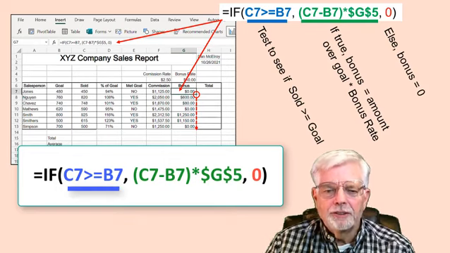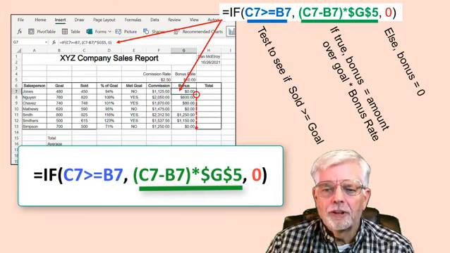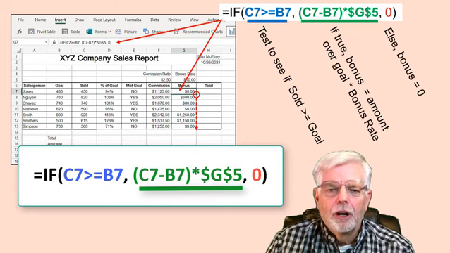The test is the easy part. It is the same as the test used for the met goal. Part 1 of the if function is C7 greater than or equal to B7. It checks to see if the items sold are greater or equal to the goal. Part 2 of the if statement is what happens if the test is true. Open parentheses, C7 minus B7, close parentheses, times $G$5.